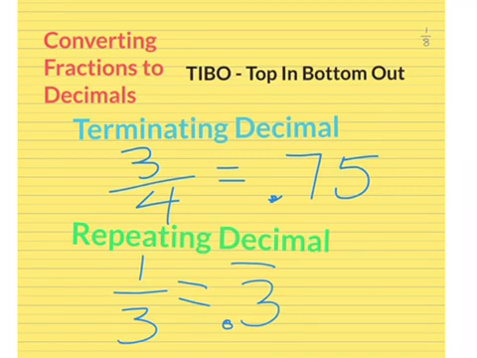In this lesson, we learned how to convert fractions to decimals using the TIBO technique, meaning top in, bottom out. The top of the fraction goes in the house, the bottom goes out when you're dividing. You kind of tip it over, and the 3 would go in and get divided by 4. So we learned about terminating decimals. They are decimals that end. And we learned about repeating decimals.